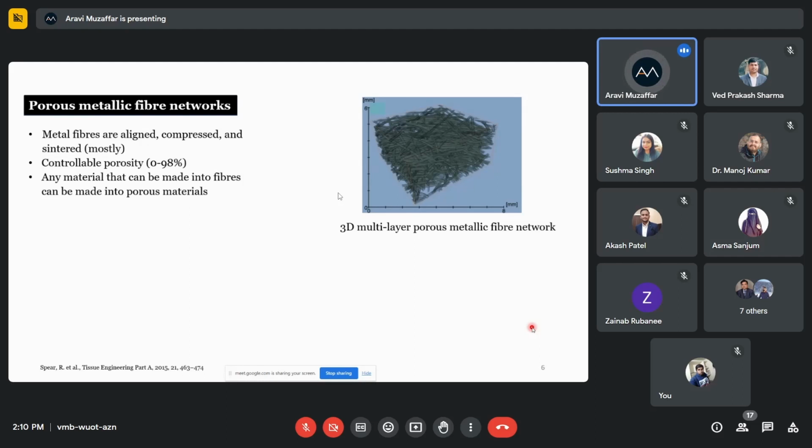Now, with the conventionally made porous materials, you see that it differs depending on the method that we have chosen to make the porous metallic material. And I don't think it reaches quite this high, or 97%. Obviously, it is possible, but 98%, and that too open pores.